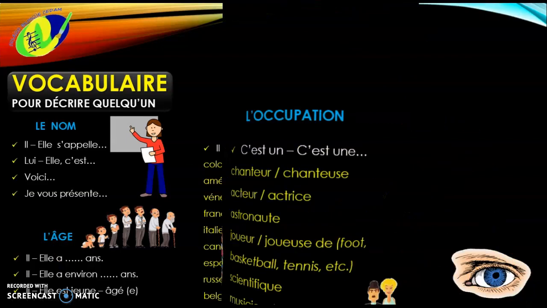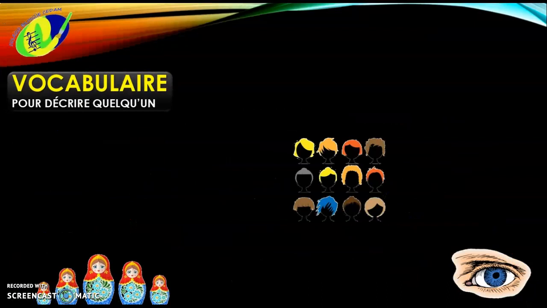Okay? Now we continue with vocabulaire pour décrire quelqu'un, l'aspect physique. We have la taille, that is the size, if the person is thin or fat or tall or short. We have the introduction of the phrase is il est or elle est.